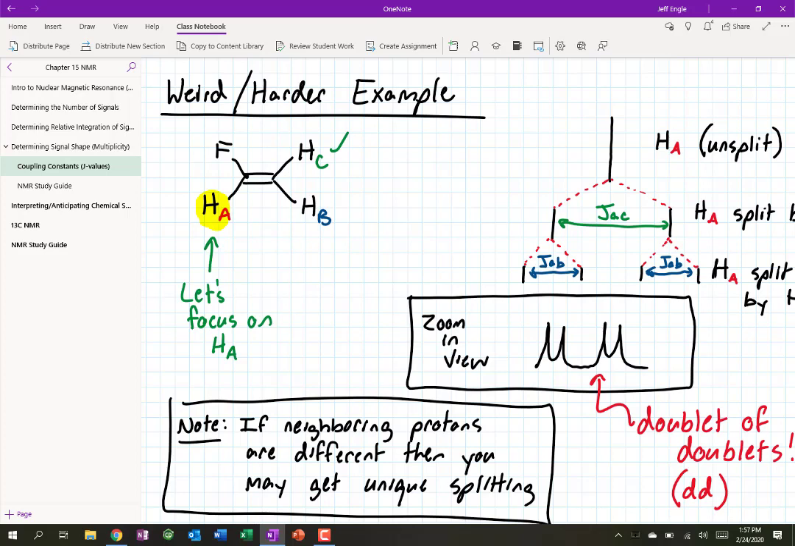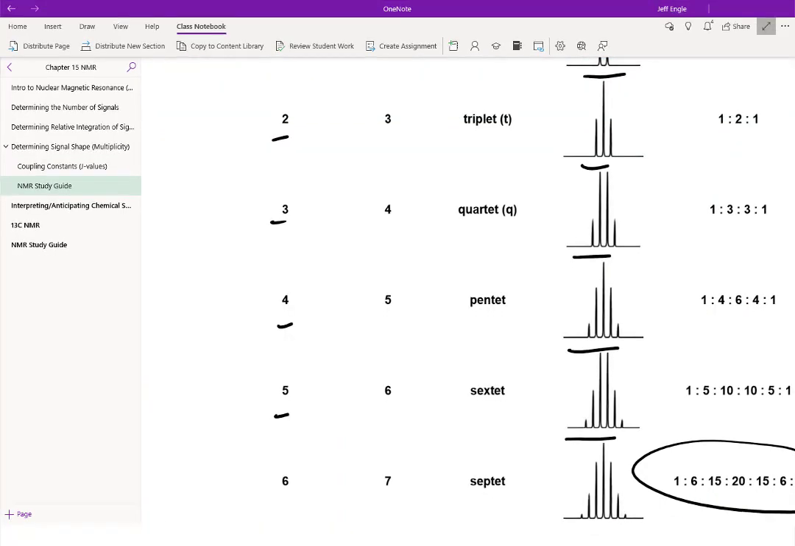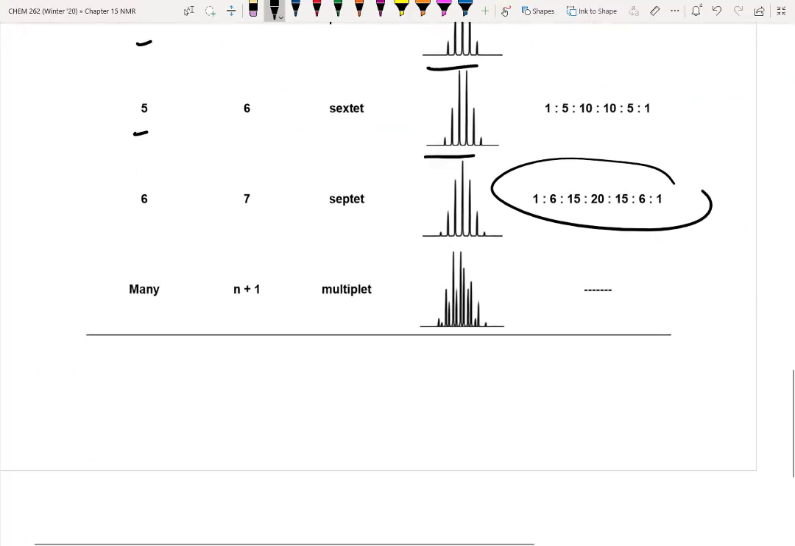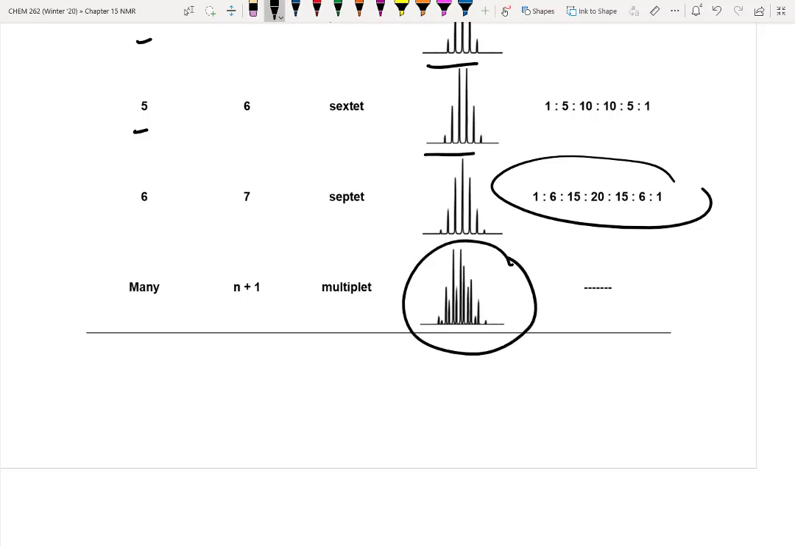I'll give you a hint. Let's go back to our NMR study guide. Some of you may have noticed at the bottom, this funky shape. Oftentimes when you run into a super complicated splitting pattern that's just way too hard to interpret, we just call it a multiplet and we say, "We don't really know what's going on here. It's just the multiplet blob," meaning it's really unclear what's going on here.